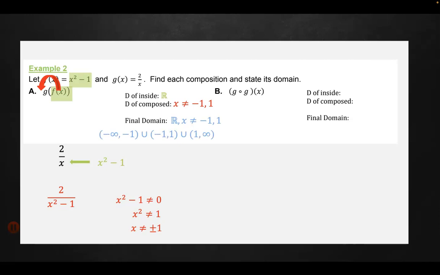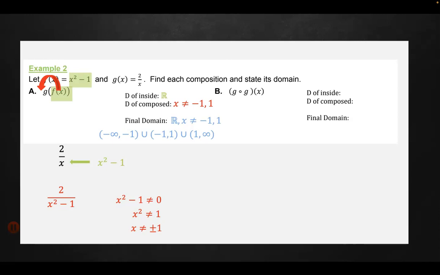I've got negative infinity to positive 1. And then I have that little area between negative 1 and positive 1. You could technically have 0 in there. It's going to get you a negative 1 in the denominator. And then I've got the 1 to positive infinity. So I've got three little sections in my interval notation.